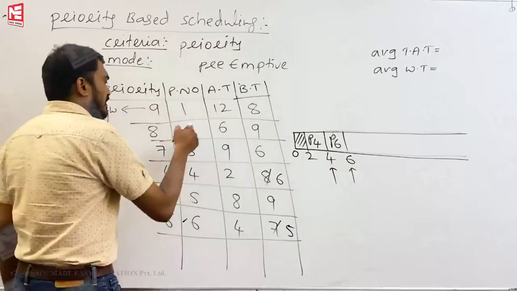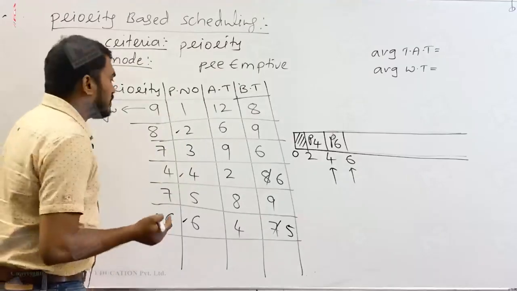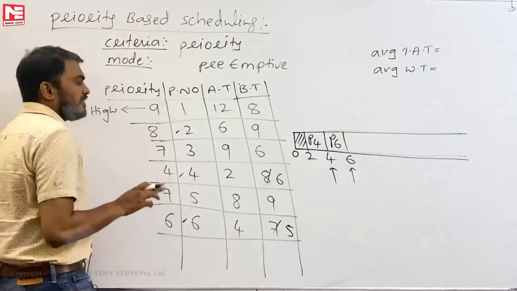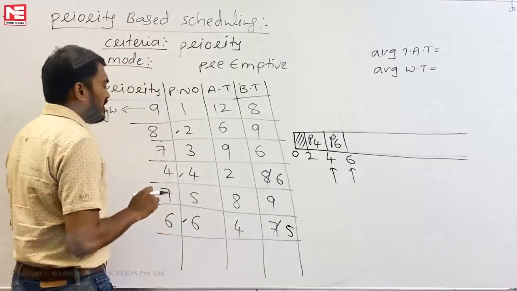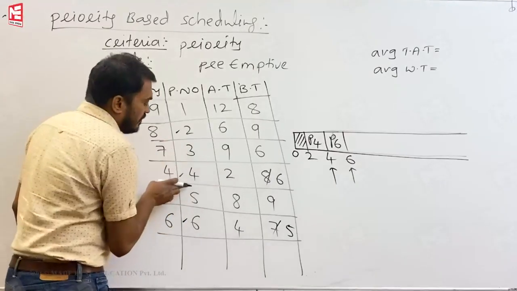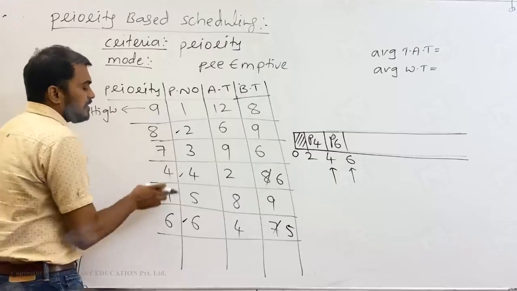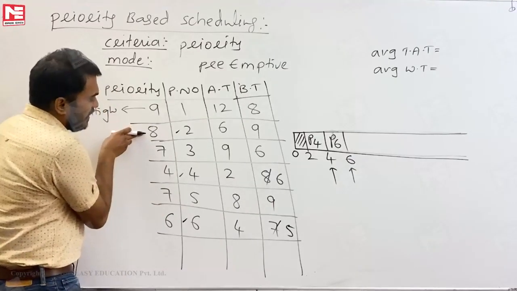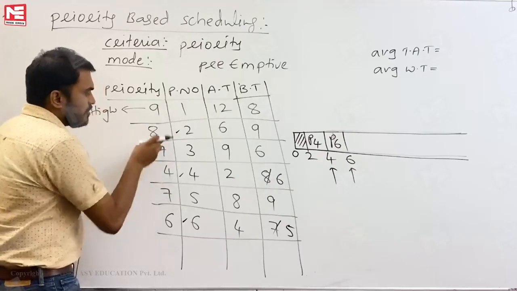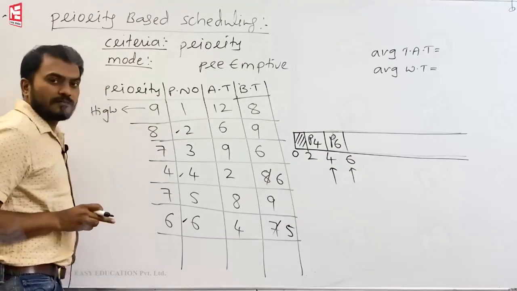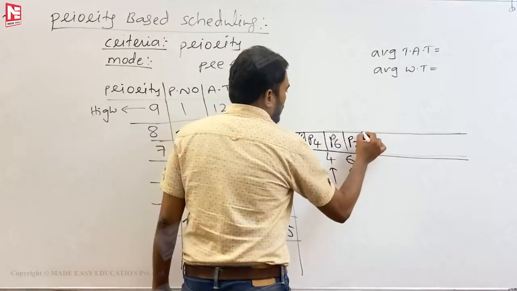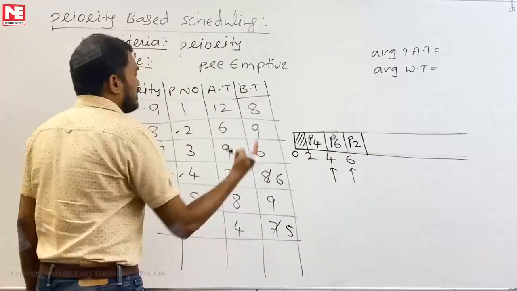By time 6, P2 has arrived. Now who is available? P2, P4 and P6. Among the available, who is the high priority process? This requires 8. This one has high priority 8, this one 4, and this one 6. So the high priority is P2 here. So next we'll take up P2. P2 requires 9 here.